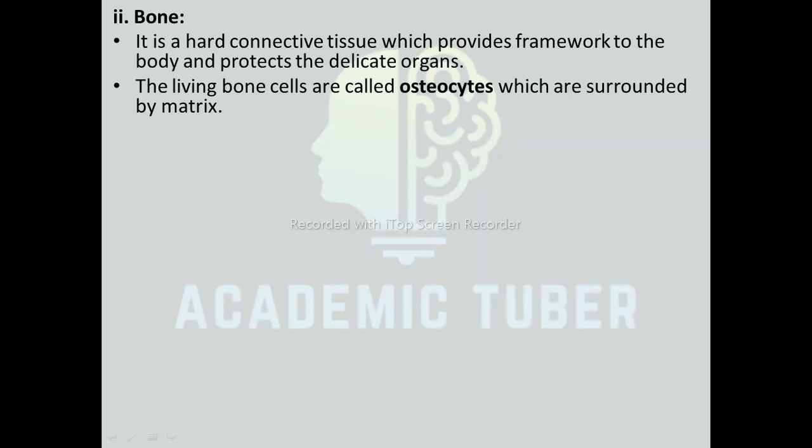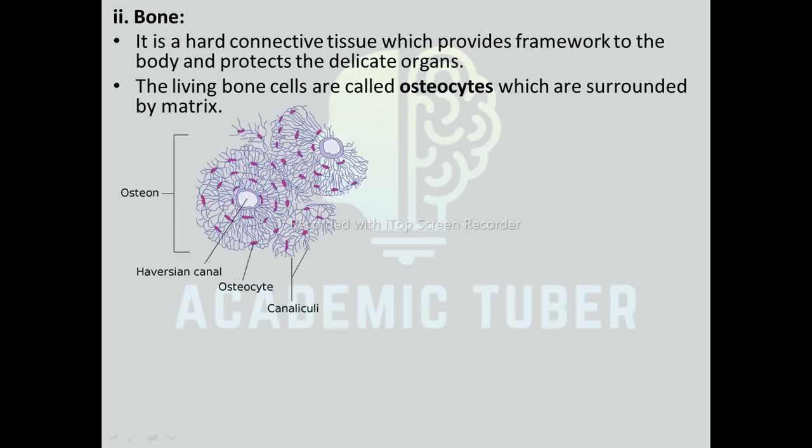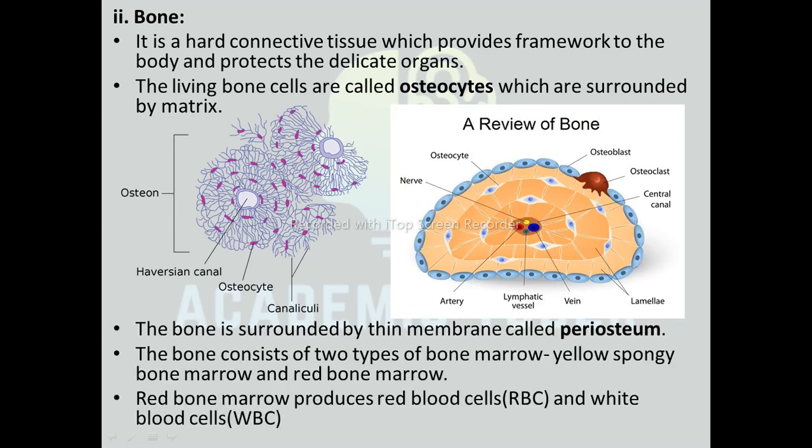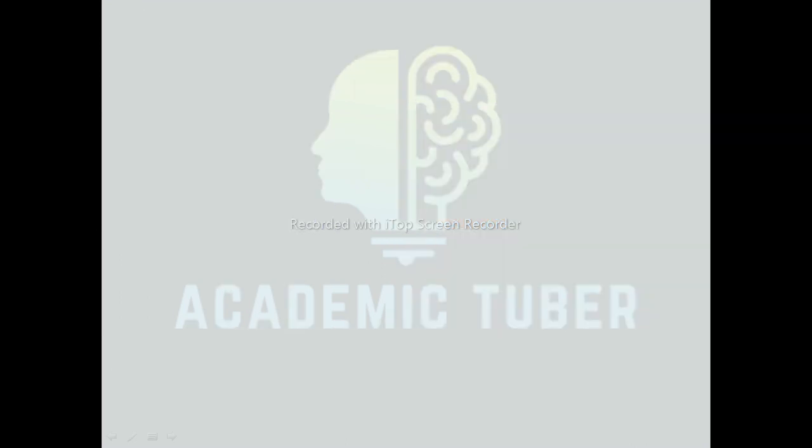Second one is bone. It is a hard connective tissue which provides framework to the body and protects the delicate organs. The living bone cells are called osteocytes, which are surrounded by matrix. Here is a diagram showing the bone. A bone is surrounded by thin membrane called periosteum. The bone consists of two types of bone marrows, yellow spongy bone marrow and red bone marrow. Red bone marrow produces red blood cell RBCs and white blood cell WBCs.